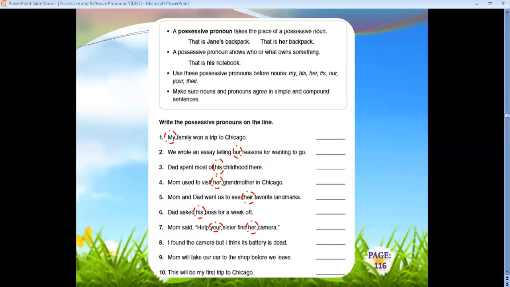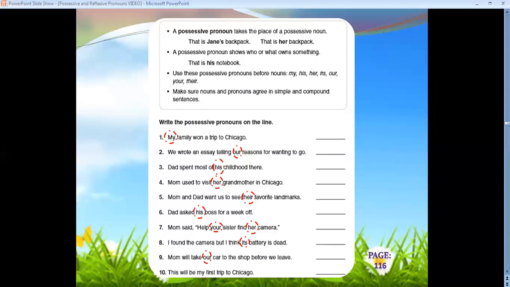8. I found the camera, but I think its battery is dead. Oh, its battery. It's great. 9. Mom will take our car to the shop before we leave. Our car. Our. 10. This will be my first trip to Chicago. My first trip.